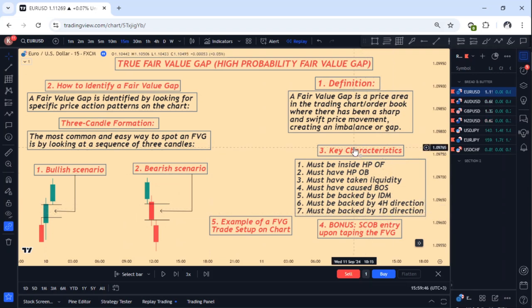And then again, if you're using it like myself, I use 1 day, and then 4 hours, and then 15 minutes, and then I can go down to 15 minutes to get a precision entry. But the price taps the fair value gap, or basically the order block, it doesn't matter. So what makes a high probability fair value gap?